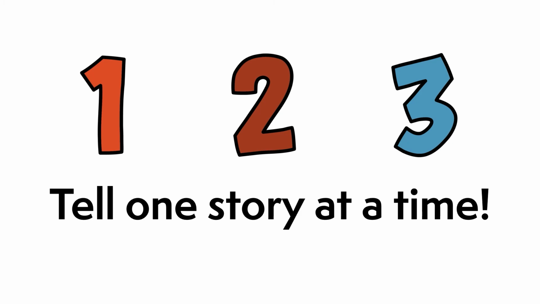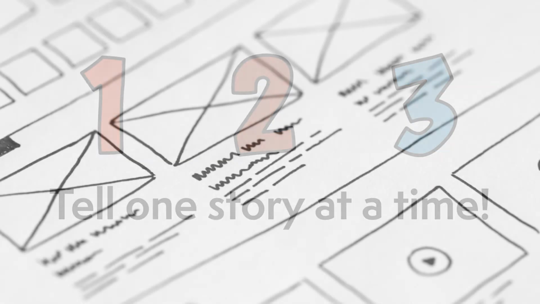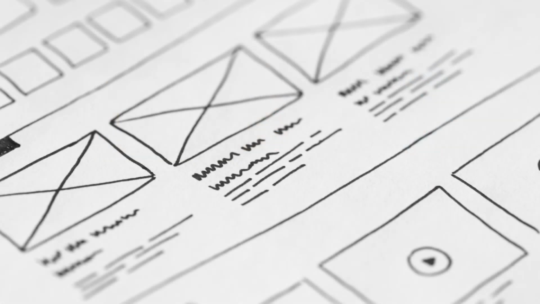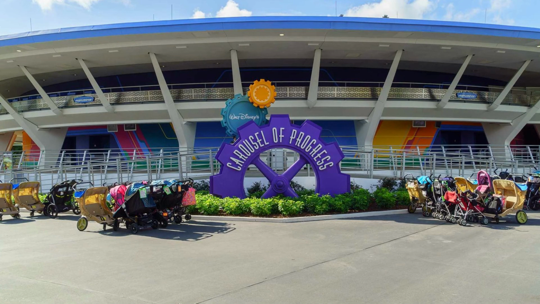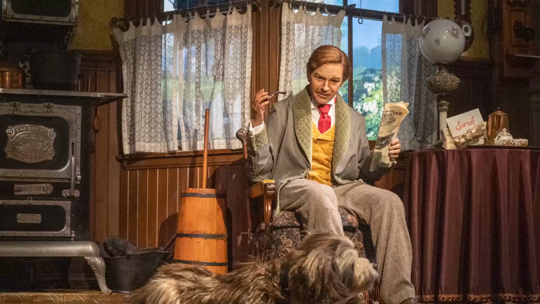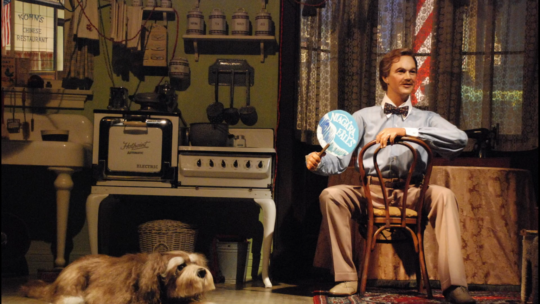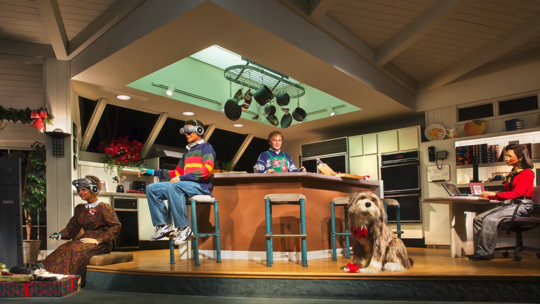Tell one story at a time. Designers must stick to the storyline and tell it in a clear order. If you just add in things that might be cool, you could lead people on a tangent that will dilute the experience. A good example is the Carousel of Progress at the Magic Kingdom. This attraction tells a story about a family and the technology that has made their lives better, but the story is broken into vignettes that progress from decade to decade. Number 8.